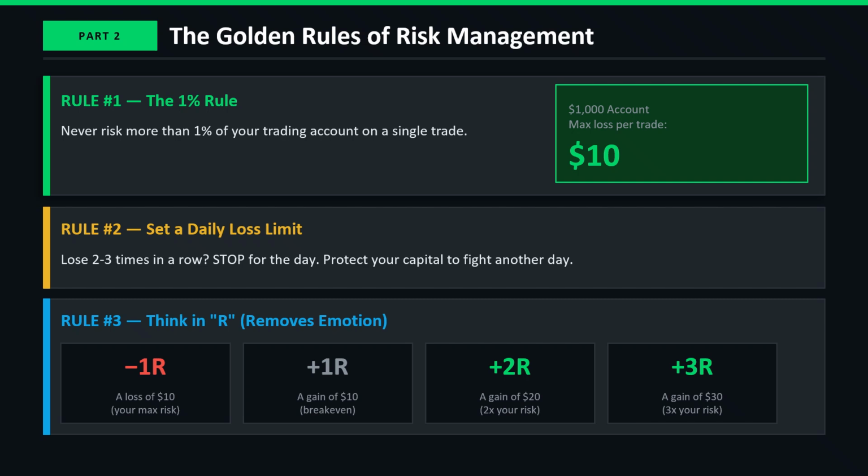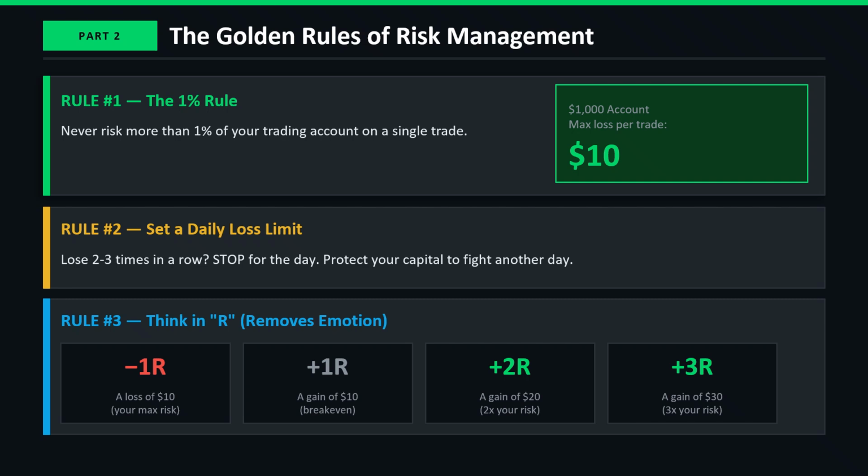Rule number 2, the daily loss limit. Your trading day ends not when you hit a profit target, but when you hit a loss limit. If you have 2 or 3 losing trades in a row, you close your laptop. You stop. Why? Because your emotions are now in control. You'll start making irrational decisions to get it back, which almost always leads to a blow-up. Protect your capital to fight another day.